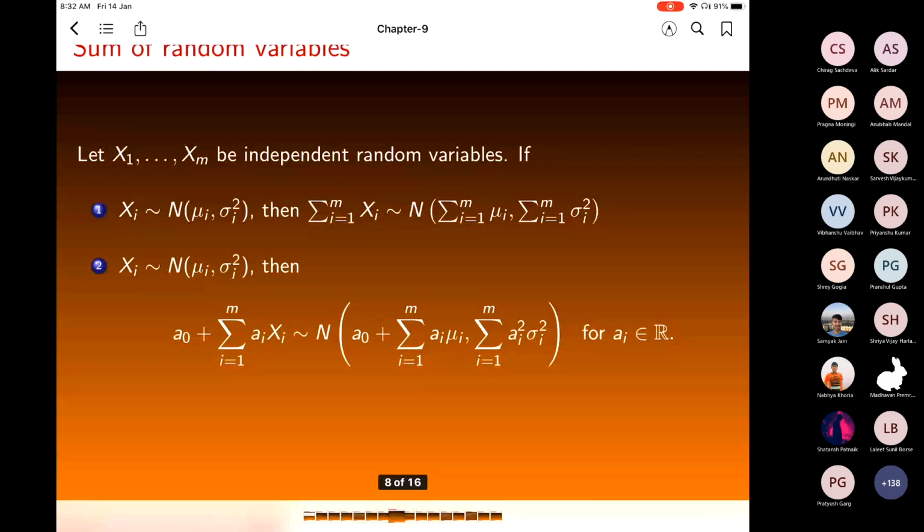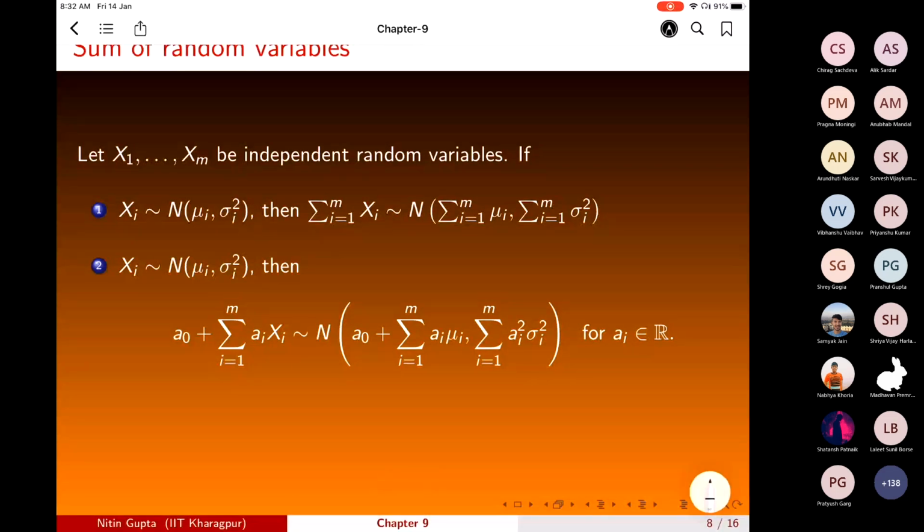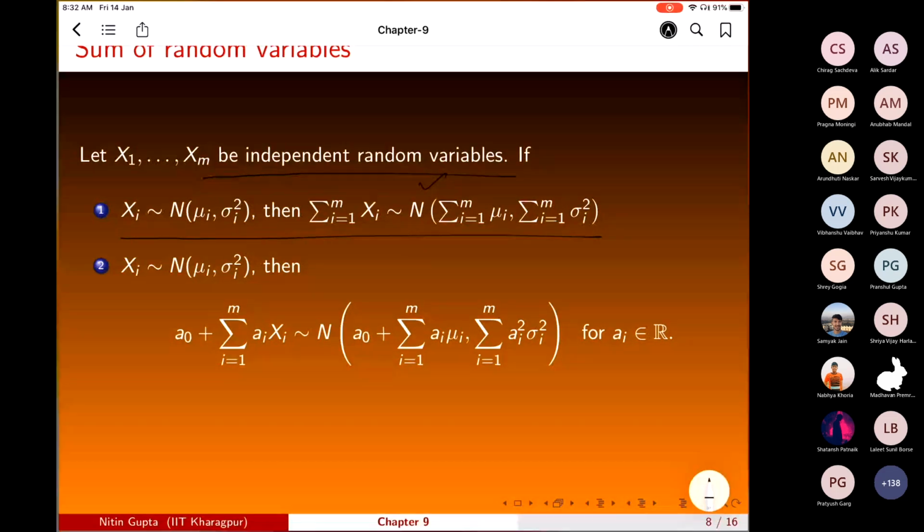So next, if we take X1, X2, ..., Xm to be independent random variables, and if Xi is normal with mu i comma sigma i square, then the summation of them will be normal with summation mu i and summation sigma i square. Let me give the proof of the first one; the second will be in the same fashion.